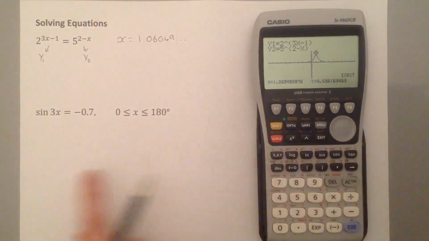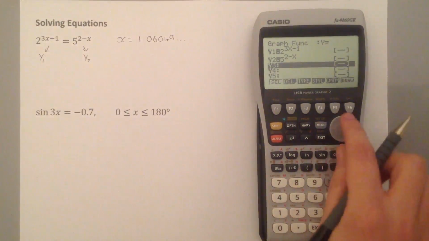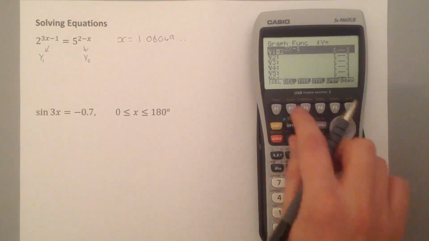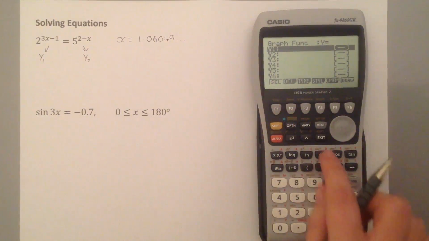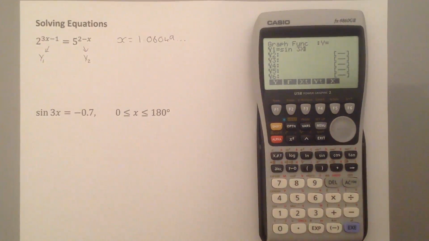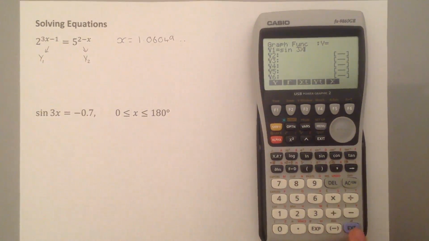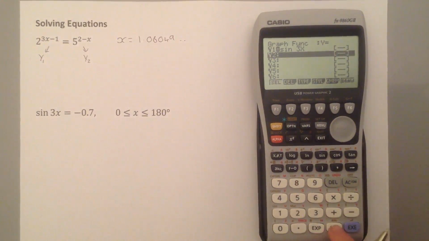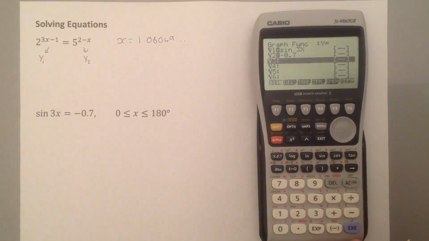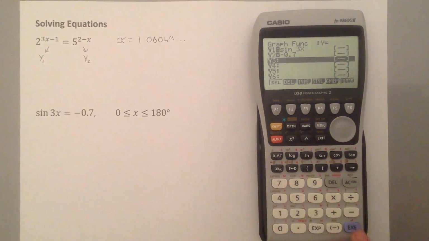The second one I'm going to look at then is a trig question. So I'm just going to delete my previous ones. So on this side I've got sine 3x. Again, on some calculators the 3x needs to be in the bracket. And on the other one I've got minus 0.07. So I've typed it in always y1, y2.